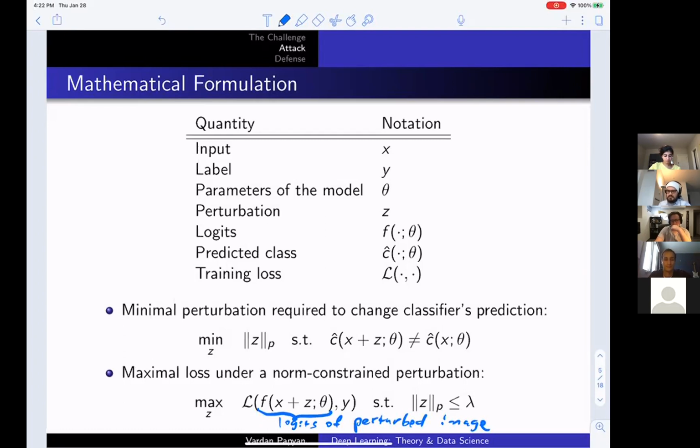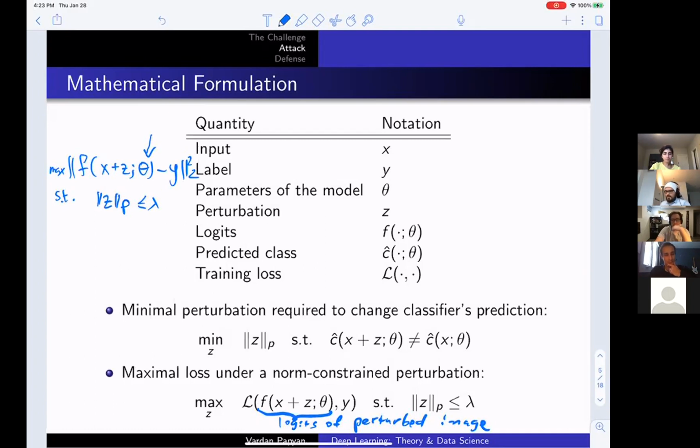So let's think of the simplest loss. What is the simplest loss in my mind? The simplest loss in my mind is just the L2 loss. So if I have the L2 loss squared, I would get something like f of x plus z, theta, minus y, L2 squared. And we're trying to maximize this quantity, subject to the constraint that the perturbation is bounded. Is it clear, by the way, why I keep writing f of something semicolon theta? Okay, I see some notes.